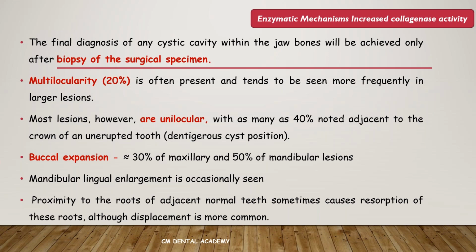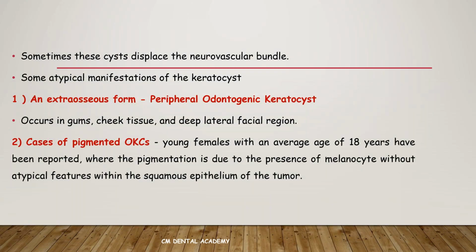30% of the maxillary lesions show buccal expansion, while 50% of mandibular lesions are associated with buccal expansion. Mandibular lingual enlargement is occasionally seen. Proximity to the roots of adjacent normal teeth sometimes causes resorption of these roots, although displacement is more common. Instead of causing more tooth resorption, it leads to displacement of the teeth. Sometimes the cysts displace neurovascular bundles.